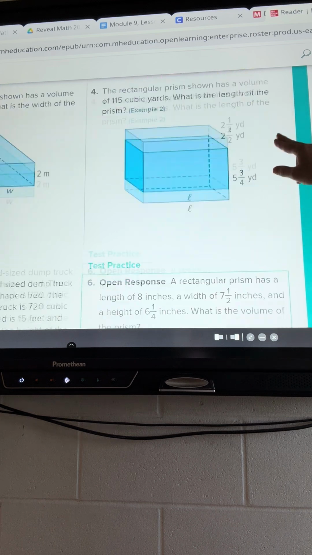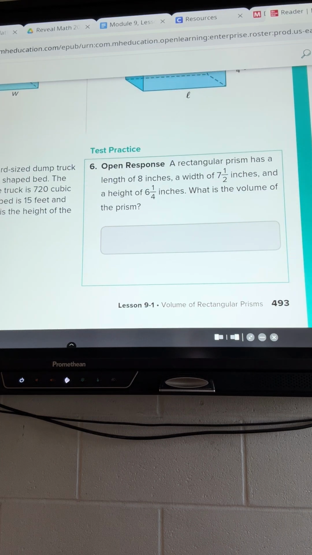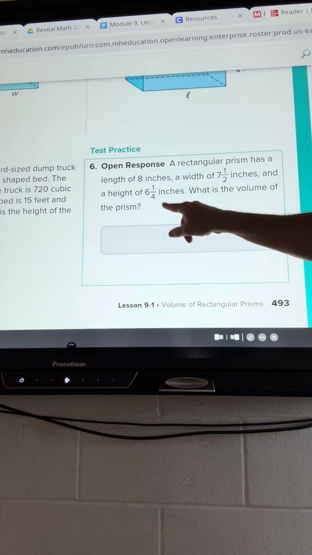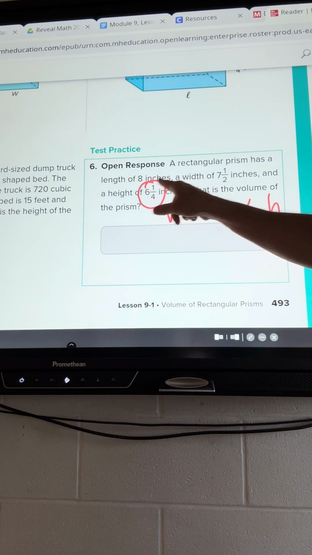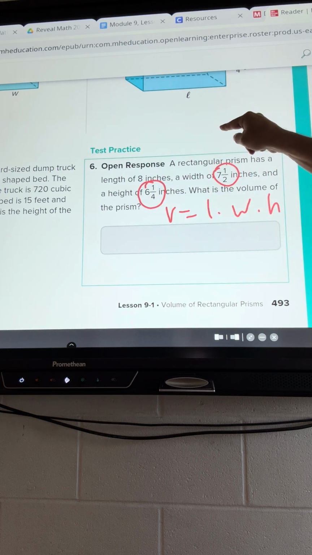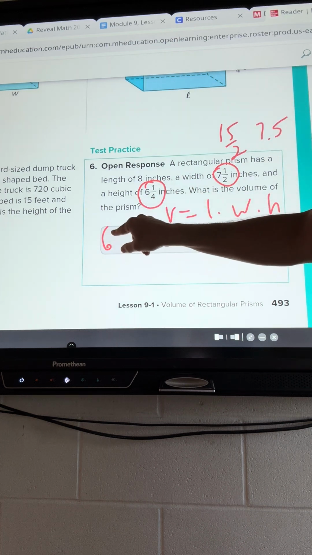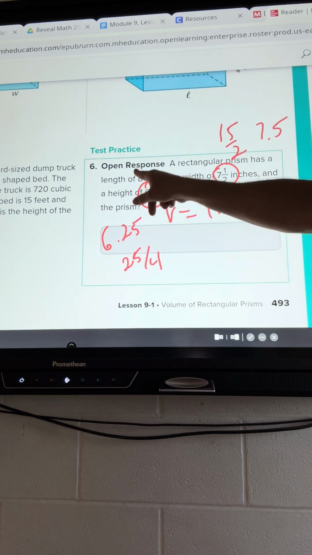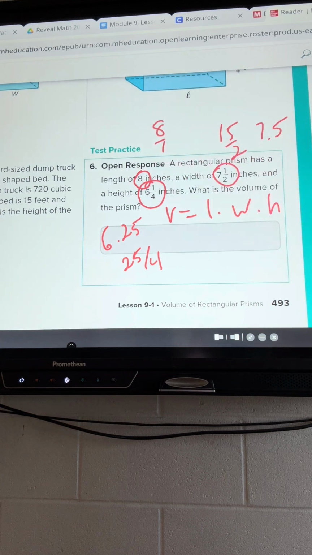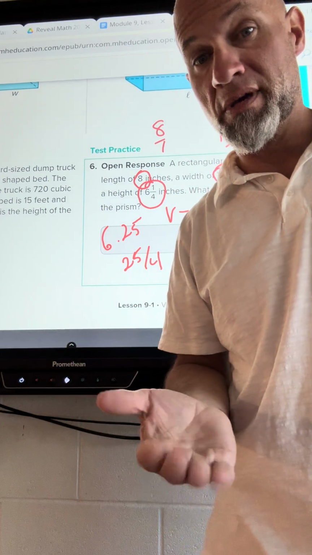Number 6. A rectangular prism has a length of 8 inches, a width of 7.5, and a height of 6 1/4. What is the volume? What is the volume means that you're just using our regular formula, length times width times height. On this one, I would change to decimals. You could change to fractions. You could make 7 1/2 15 halves, or 7.5. That's up to you. 6 1/4 could be 6.25, or fraction form would be 25/4. Then you'd have to take the 8 and make that a fraction if you wanted to use fractions. Either way, length times width times height.